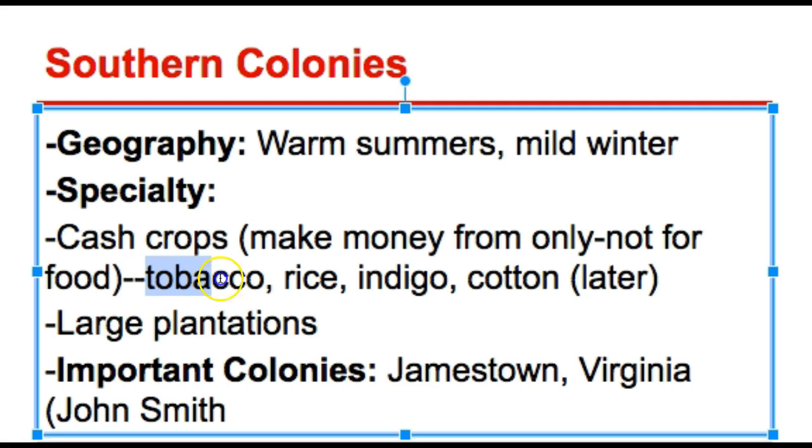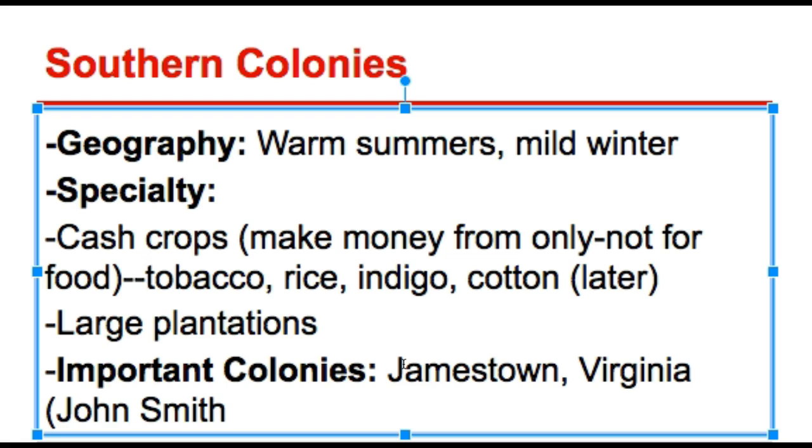The main cash crop is tobacco. Other ones included rice and indigo and later cotton. Side note, indigo kind of looks like a blueberry, so it's like a berry. They're going to grow these on large plantations.